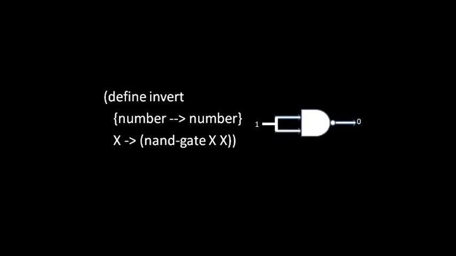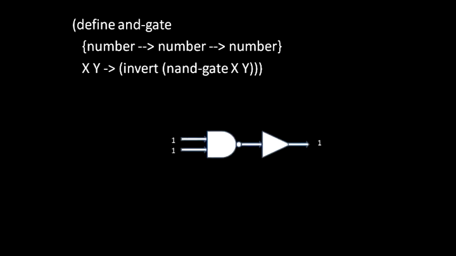If we want to define this in Shen, then we use a variable x in which the input x is repeated to the NAND gate function. Now let's define an AND gate. An AND gate is a result of feeding a NAND gate through an inverter. The result of negating a NAND gate gets you to an AND gate.